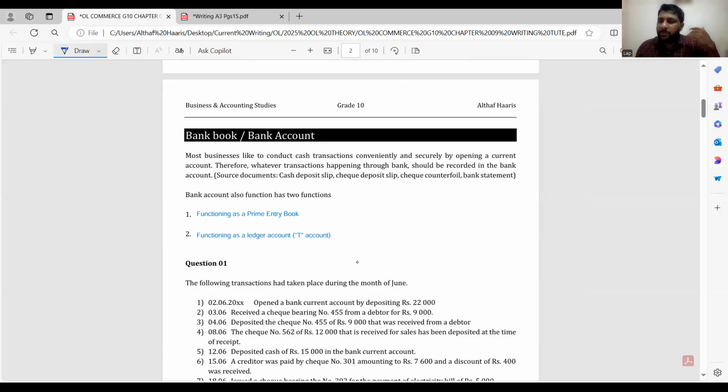Okay. So people, before this also, when we were learning the overview of the prime entry book, we learned certain source documents, proof documents connected with the bank book. When you deposit money in the bank, you will get a cash deposit slip. When you put money into the machine, you will get a ticket kind of a thing. That is also something similar, people. A confirmation for the cash receipt. So that's what you are uploading in my LMS. That is like the cash deposit slip.